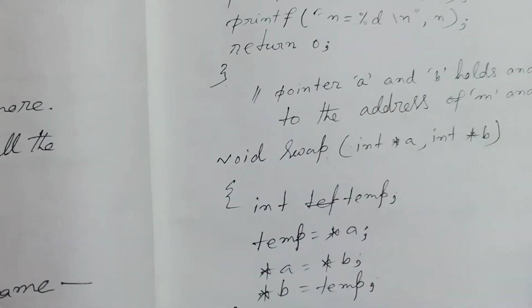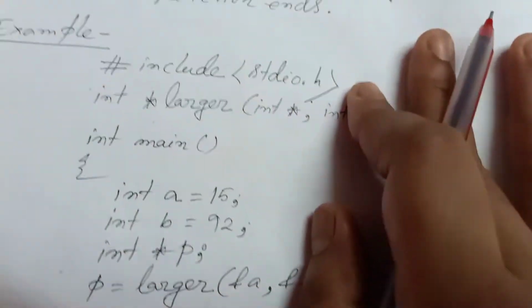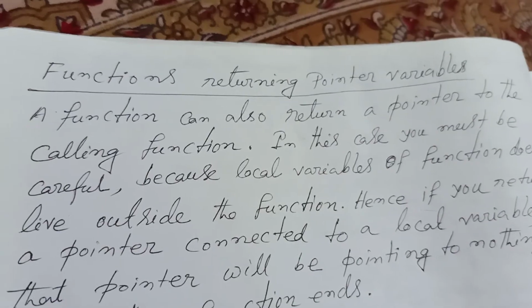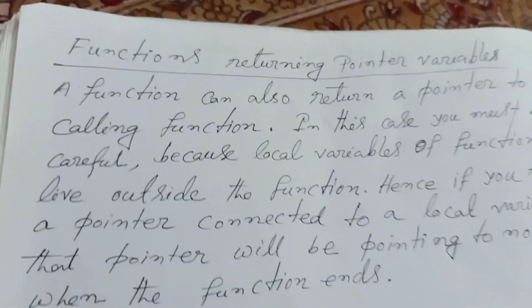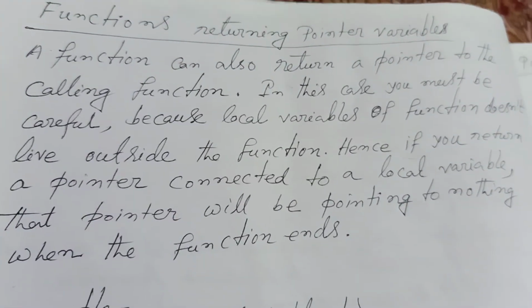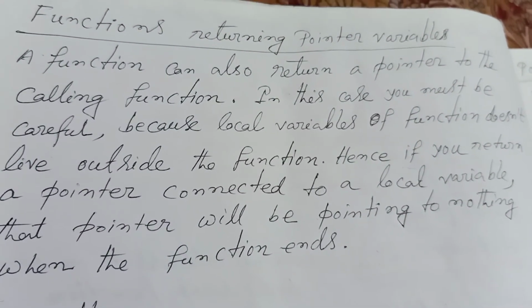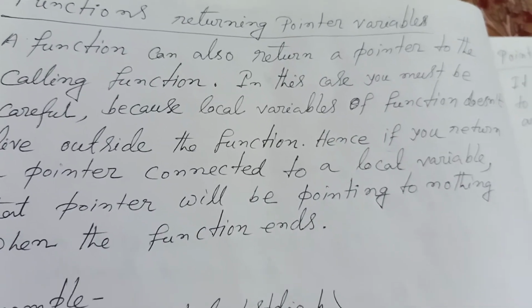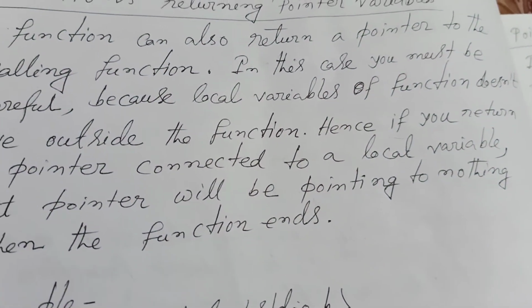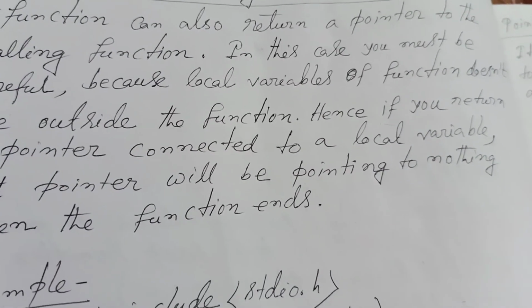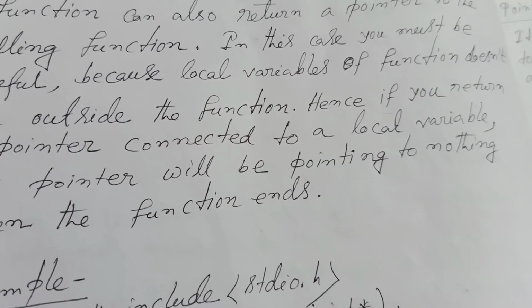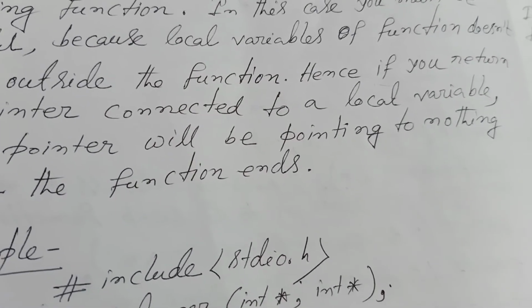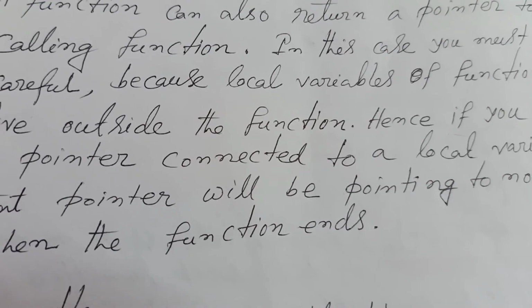Okay, so now let's go to the next point, that is function returning pointer variables. Function returning pointer variables means a function can also return a pointer to the calling function. In this case you must be careful because a local variable of a function does not live outside the function. Hence, if you return a pointer connected to a local variable, that pointer will be pointing to nothing when the function ends.